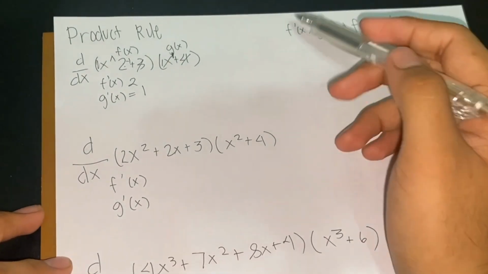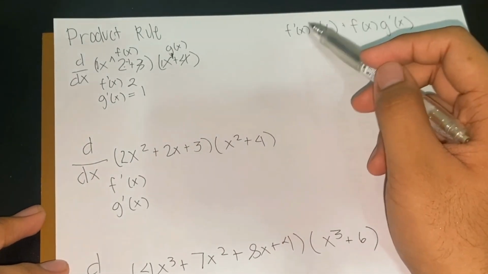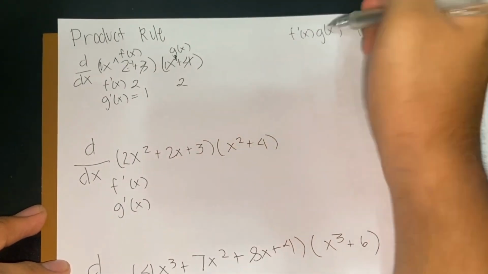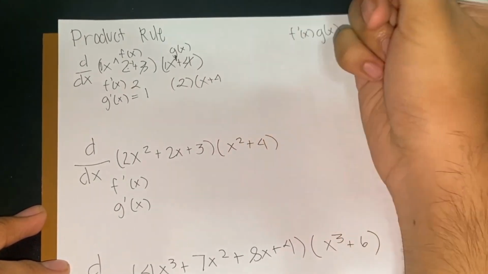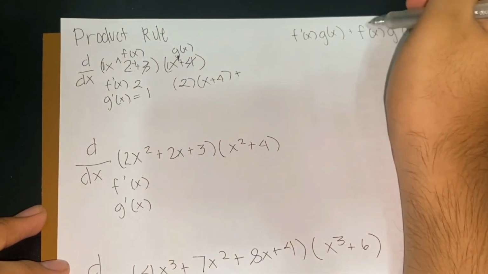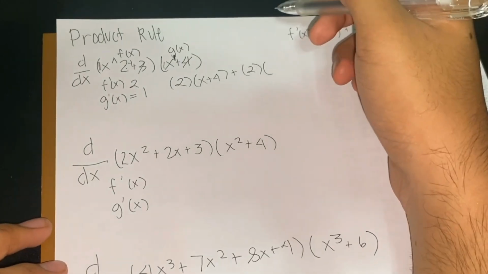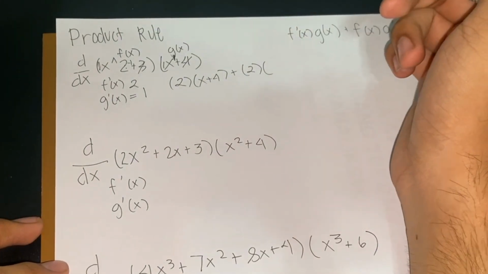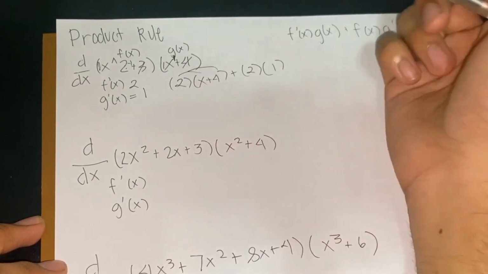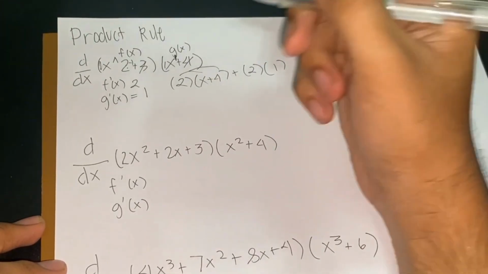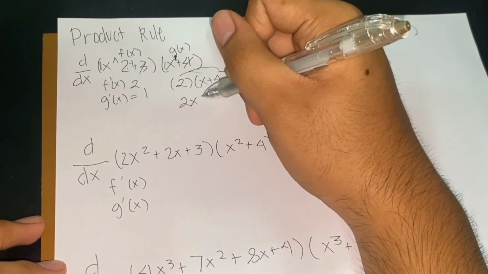Let's now put the values of the derivatives into the formula. Now, the derivative of f of x is equal to 2 multiplied by g of x. So g of x is equal to x plus 4, plus f of x multiplied by the derivative of g of x. So that is 1. Now let's solve it. Now we should multiply this. So we have to distribute. Now 2 times x is equal to 2x. 2 times 4 is equal to 8.